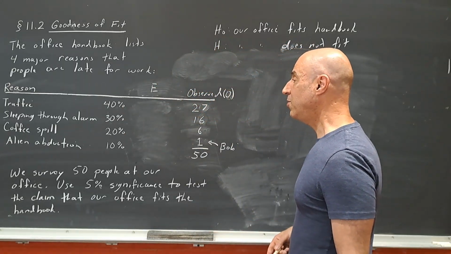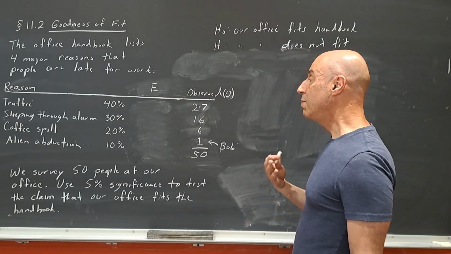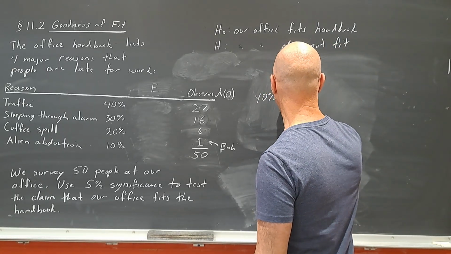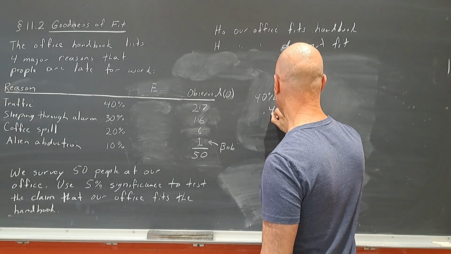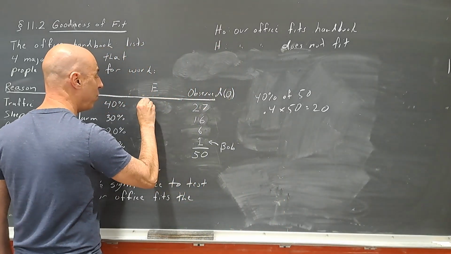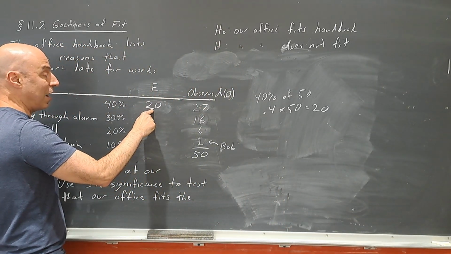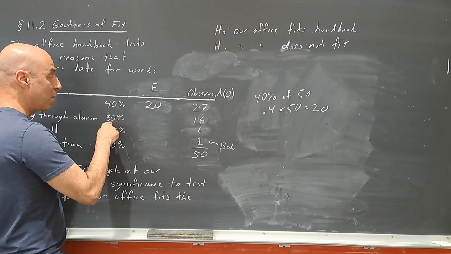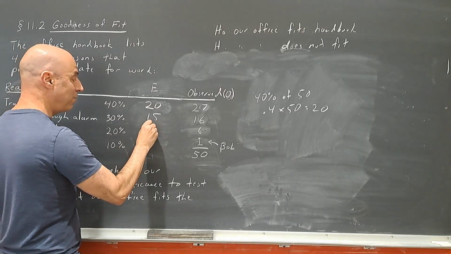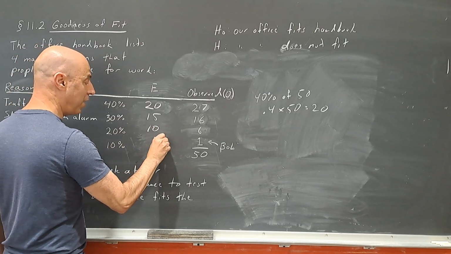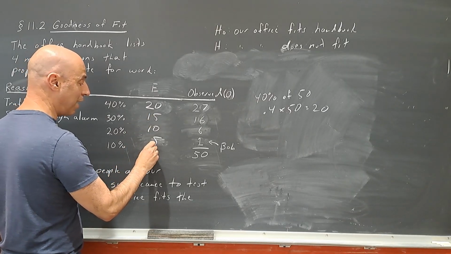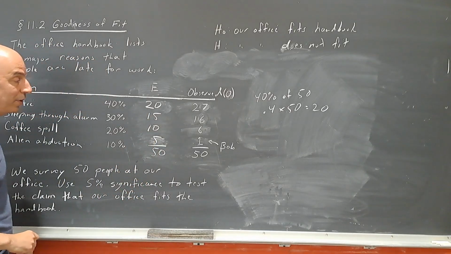So according to the office handbook, 40% of people should be late because of traffic. So 40% of 50 is 0.4 times 50, and that equals 20. So we would expect 20 people to be late because of traffic. Actually, in our survey, 27 were. 30% of 50, 0.3 times 50 is 15. And 0.2 times 50 is 10, and 0.1 times 50 is 5, and 20 plus 15 is 35, plus 10 is 45, plus 5 is 50. This should add up to 50 also, which it does.